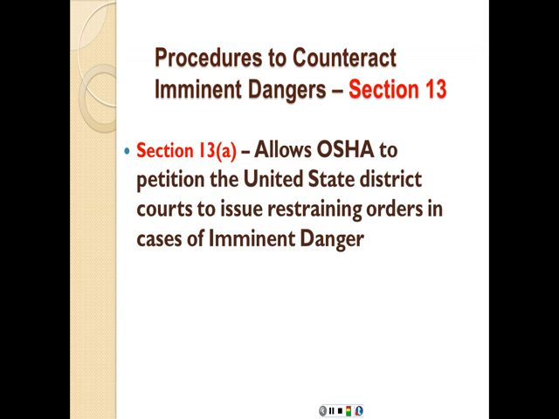For example, if you are excavating and the sides of the excavation are not properly sloped or shored, which can cause a cave-in, which can kill employees, this is called imminent danger. It has not caused any accidents yet, but it's very close to causing such accidents. Then in this case, OSHA can petition the United States District Court to issue a restraining order preventing anyone from approaching that site until the problem is fixed.